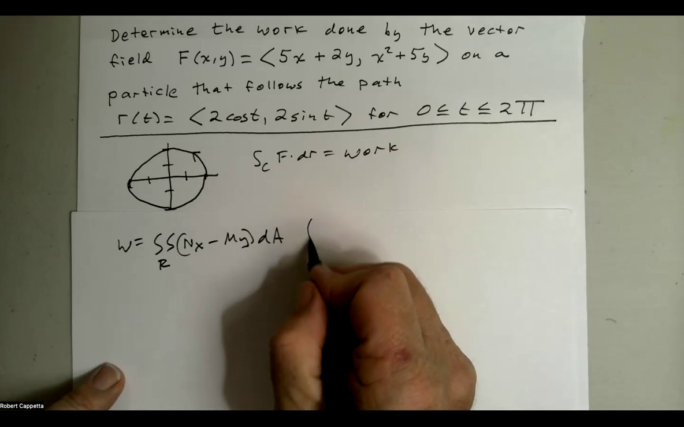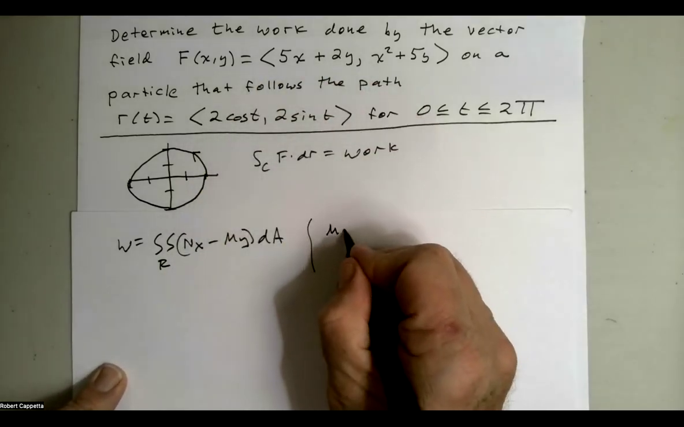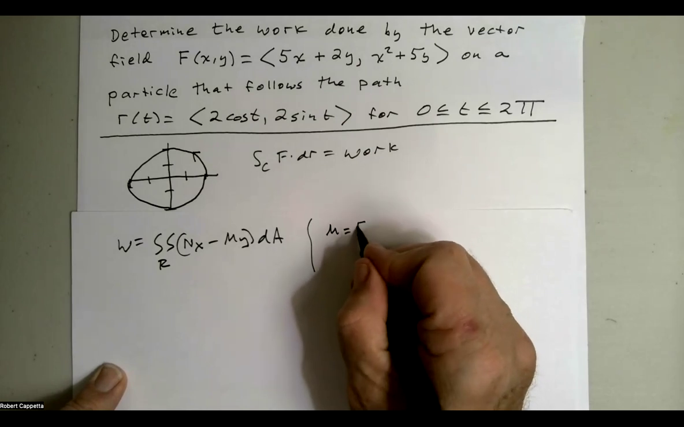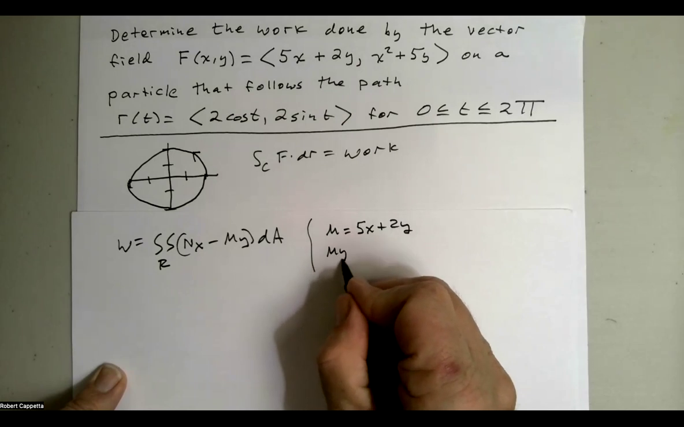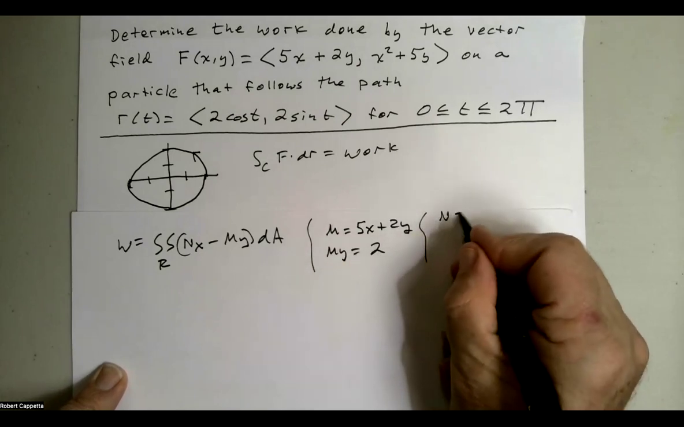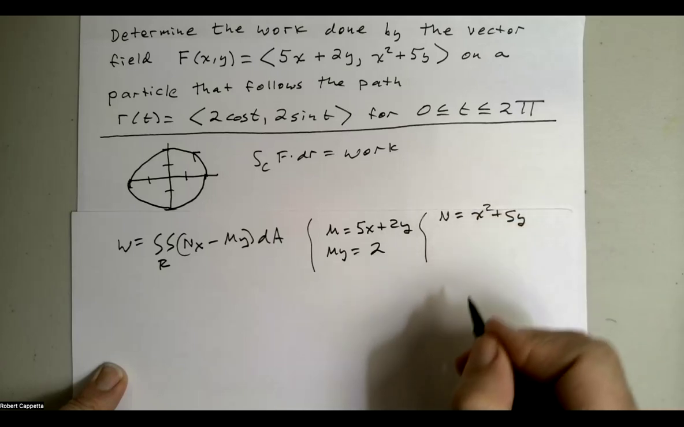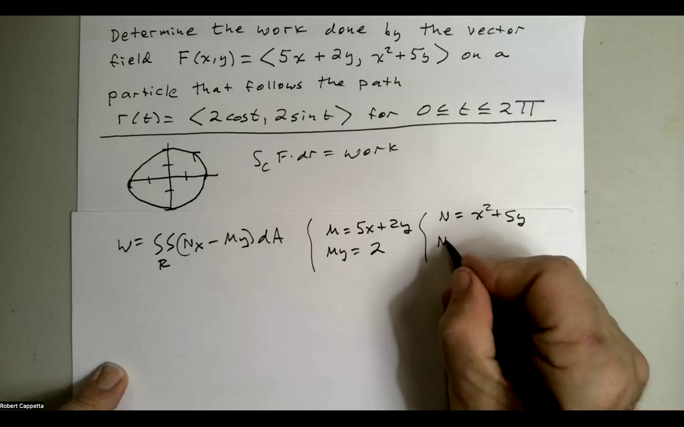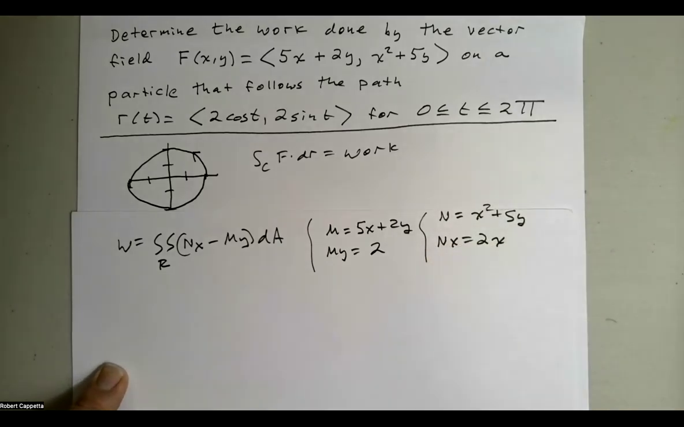Well, what is M? What is N? M is the first piece in the vector field. M is 5x plus 2y. So M_y is 2. What is N? N is the second piece. N is x squared plus 5y. What is N_x? N_x is 2x.